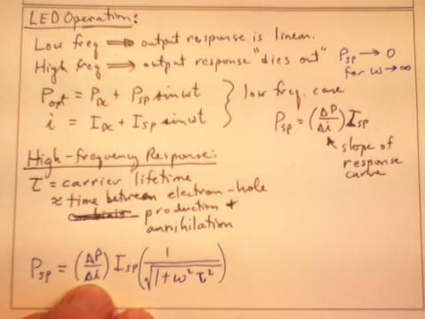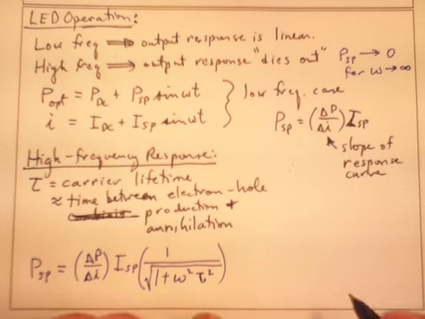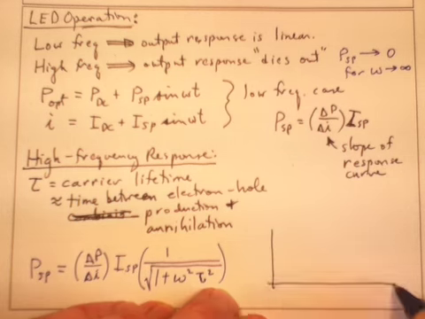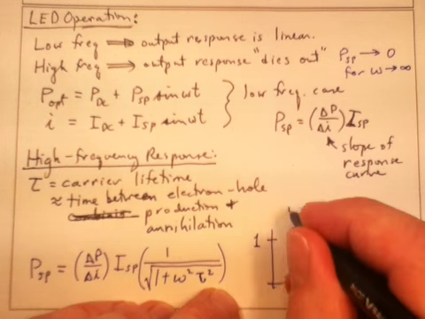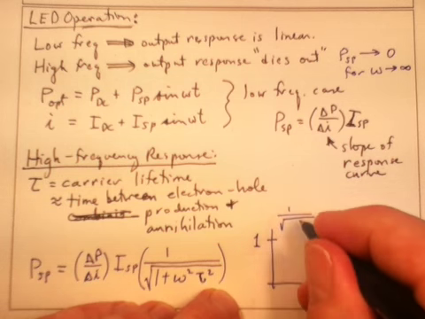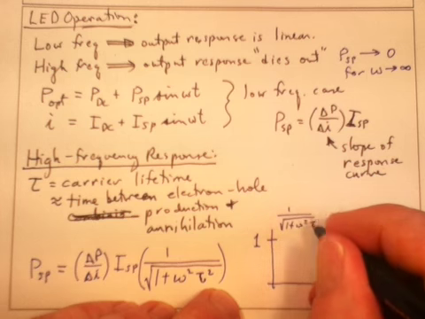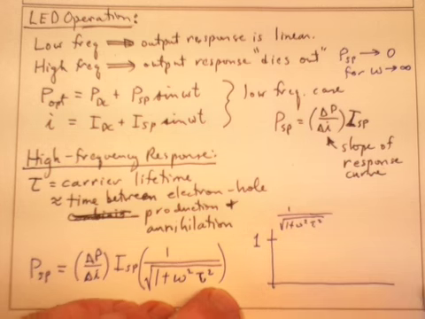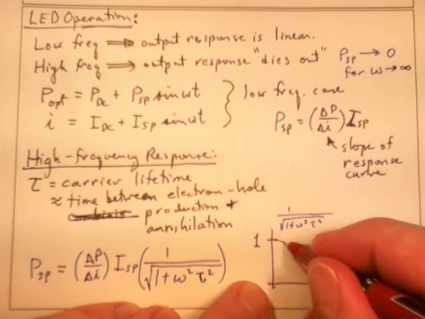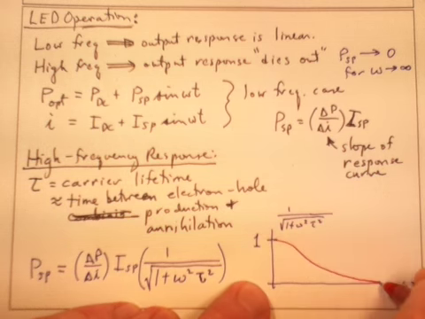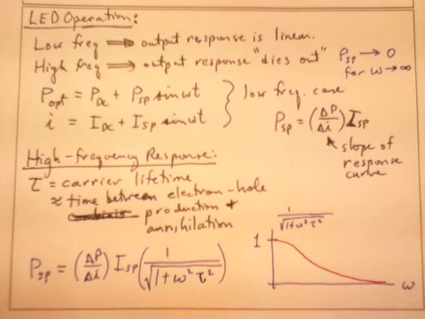So the plot of this looks something like this. Okay, so here's a 1, and this is the 1 over the square root of 1 plus omega squared tau squared versus omega. So it starts off at 1 and then goes to 0. Okay? And when omega is equal to 1 over tau, we get 1 over the square root of 2. Okay?